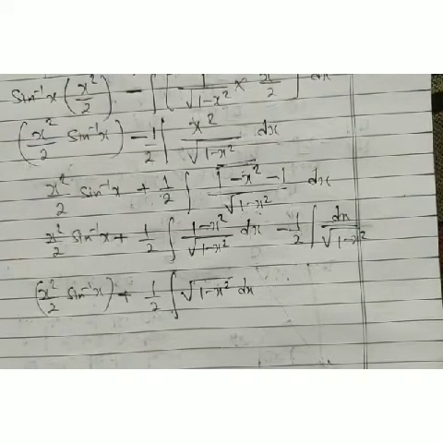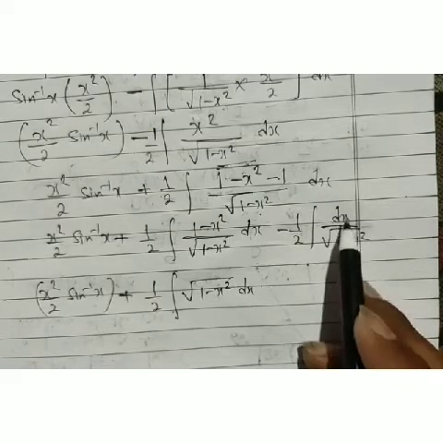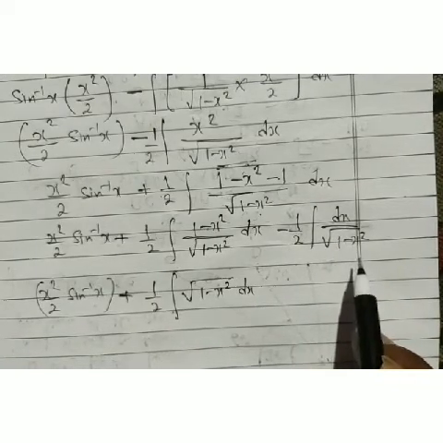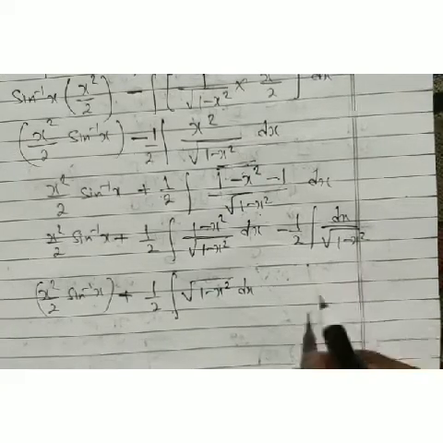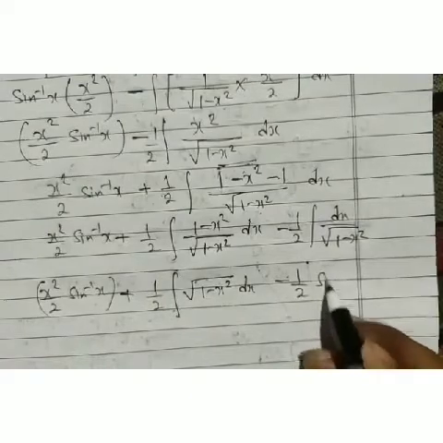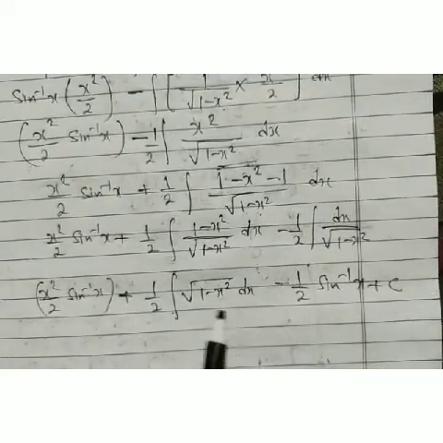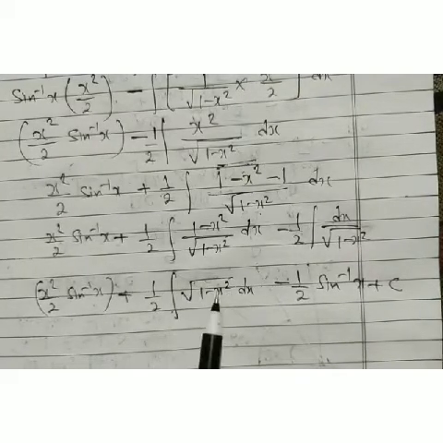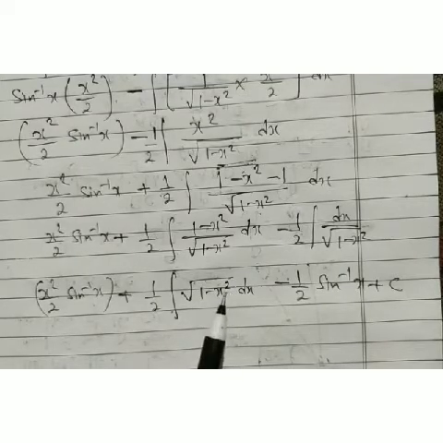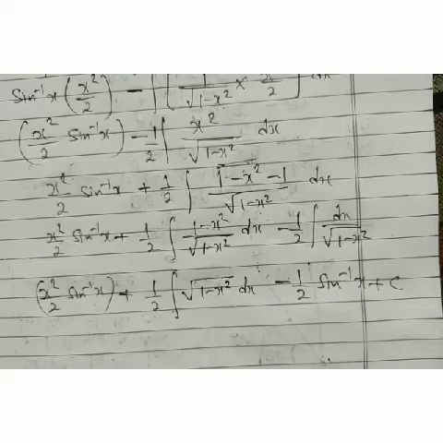Then it's our formula: integral of dx upon under root 1 minus x square is sine inverse x. Then we put here sine inverse x, so it's minus 1 by 2 sine inverse x plus c. Now look, here we have to solve the integration of under root 1 minus x square dx. I'm also telling you the formula for the integration of under root a square minus x square. You can find it by putting the values using the formula.